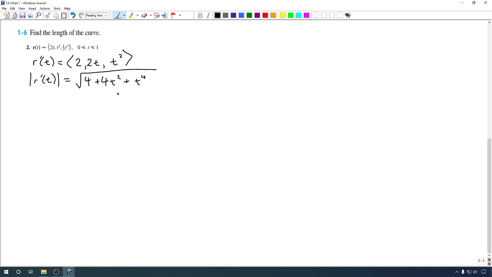Normally these are going to be kind of tricky to actually integrate. The actual problems that I'm going to ask you to do will be ones where things simplify in a way that we can actually do the integration. In this case, we can recognize that what's under the square root is already the square of something. It's in fact the square of 2 plus t squared. And since 2 plus t squared is always positive, we don't have to worry about canceling the square root with the square. It just turns into 2 plus t squared.